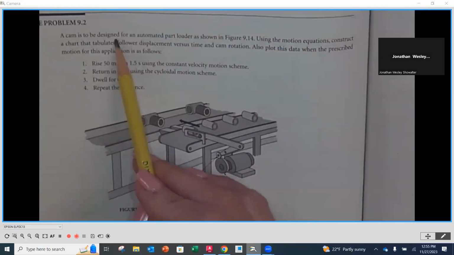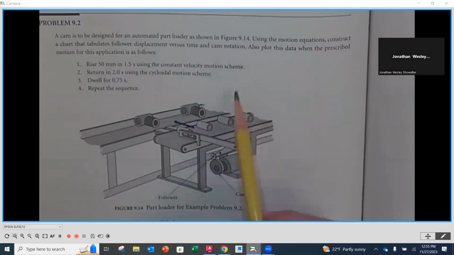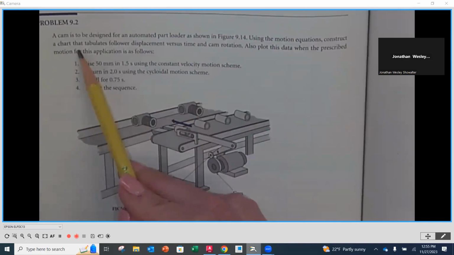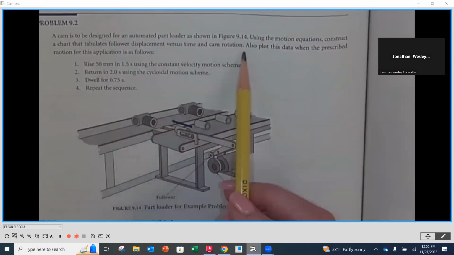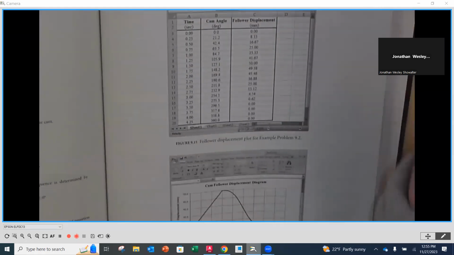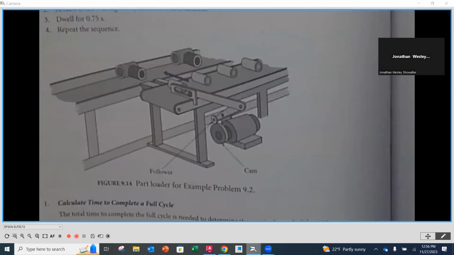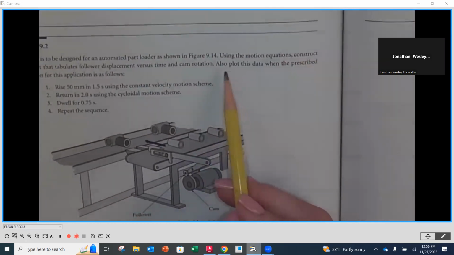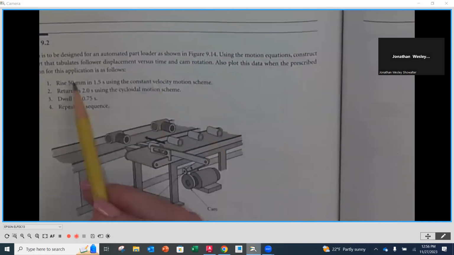It says we have a cam to be designed for an automated part loader as shown down here. Using the motion equations, construct a chart that tabulates the follower displacement versus the time. We are not going to do that. What they're referring to over on the right-hand side is writing an Excel spreadsheet to tabulate that. That's not going to be our focus. We're going to instead go to constructing it graphically using the methods that we just saw.